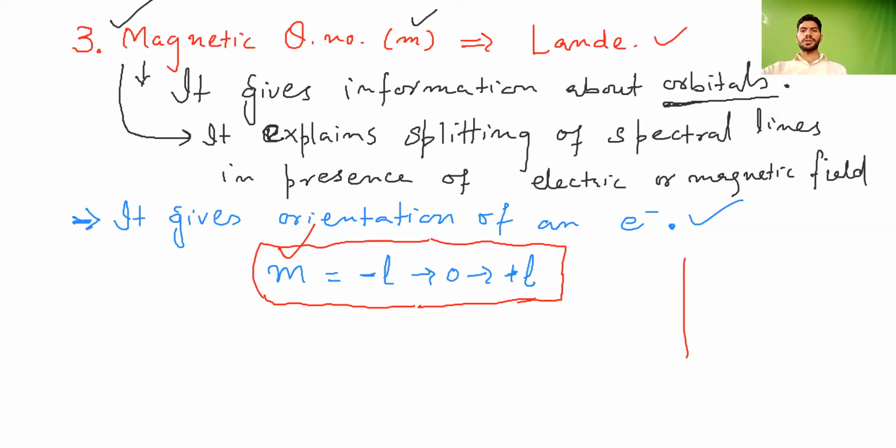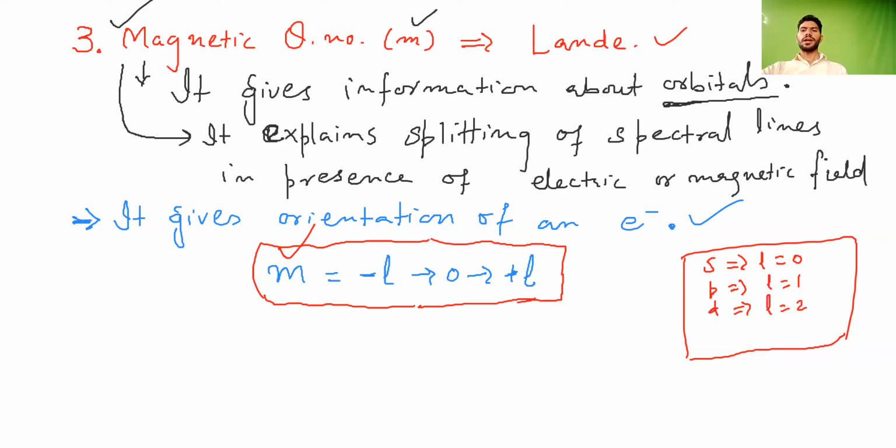And I hope that you remember that table. What did I tell? I told that for S, L value is 0, right? For P, L value is 1. I have already told this. I'm just repeating so that you will not forget this. For D, L value is 2. And for F, L value is 3, right?